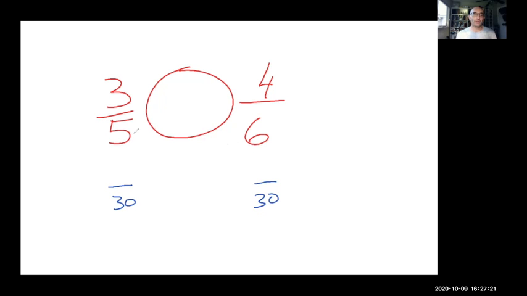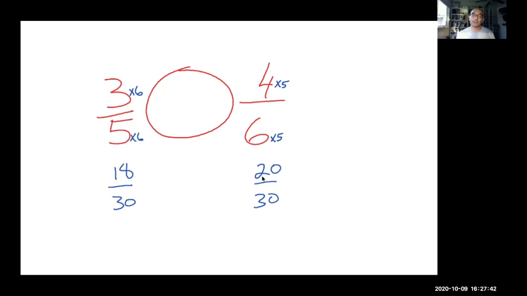5 goes into 30. It's 5 times 6 is 30. So then you have to do times 6 up here. 3 times 6 is 18. So 18 over 30 is the same as 3 over 5. And now let's try this one. 6 times 5 is 30. And 4 times 5 is 20. So now you have 18 over 30 and 20 over 30.